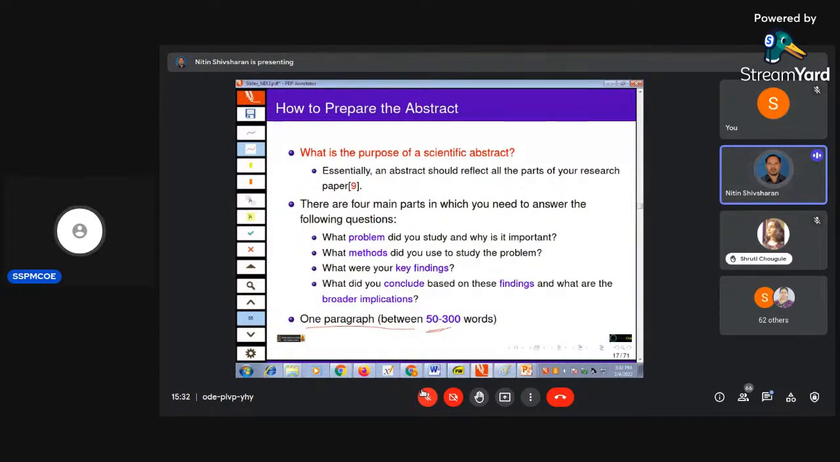It is not fixed for every journal. Different journals can use a different number of words. It is not fixed that all the journals will use only this 50 to 300 words for the abstract section.